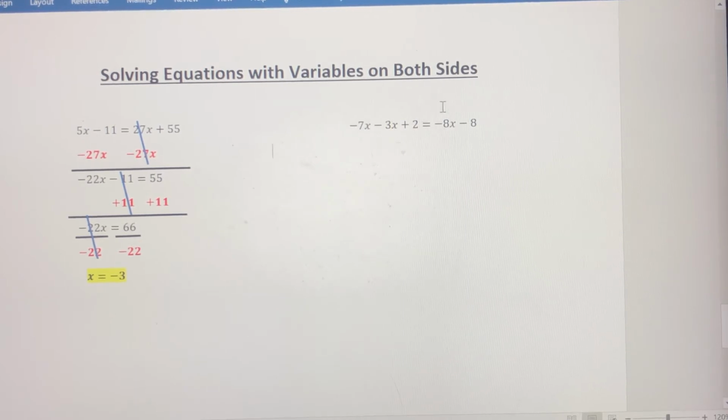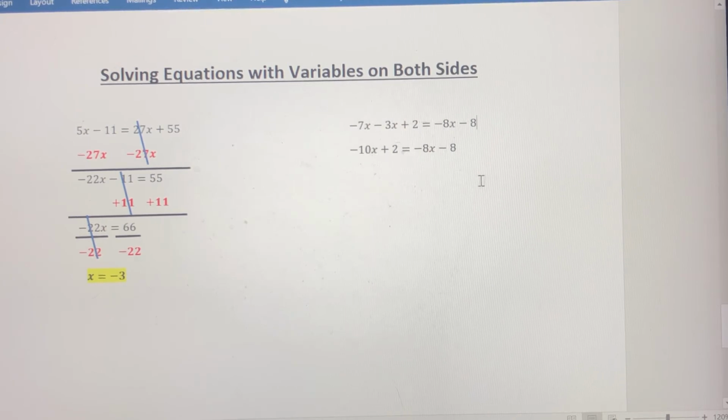Second example, now there's one thing we have to do first. We've got x's on the left side, we've got x's on the right side. But first, on the left side, we've got combining like terms that we need to do. I need to combine negative 7x and negative 3x, and that gives me negative 10x. Bring down the 2, bring down the negative 8x, bring down the negative 8. Now I've got a negative 10x on the left side and negative 8x on the right side.